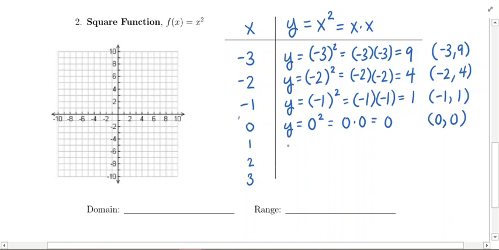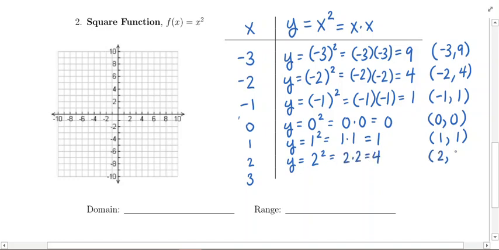Okay. Next, x is equal to 1. So we're going to take x equals 1, plug it in. So the y value will be 1 squared, which is 1 times 1, which is 1. So if x is 1, y is also 1. If x is 2, plug it in. We're going to get y is equal to 2 squared. That is 2 times 2, which is 4. So an x value of 2 leads to a y value of 4.